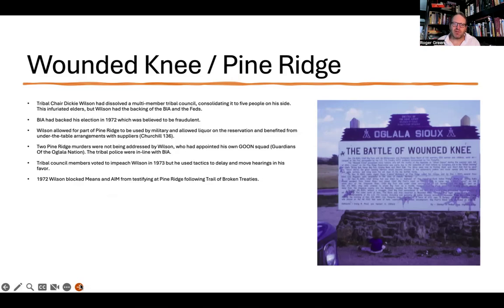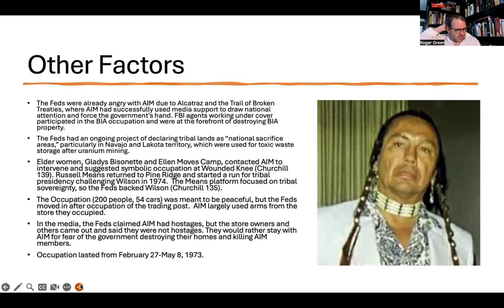Tribal council members then voted to impeach Wilson in 1973, but he used tactics to delay the vote and move the hearing to a time that he would get votes in his favor. So we see some voter suppression going on. And then we see in 1972, Wilson blocked Russell Means and AIM from testifying at Pine Ridge following the Trail of Broken Treaties, right? So this is all leading up to the Wounded Knee occupation, right?